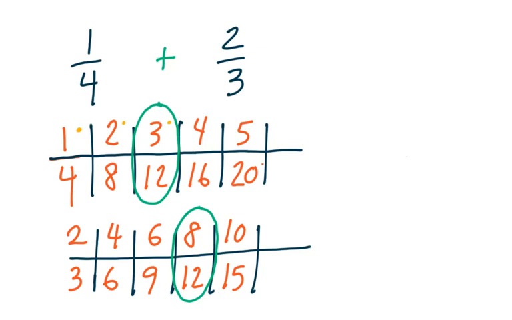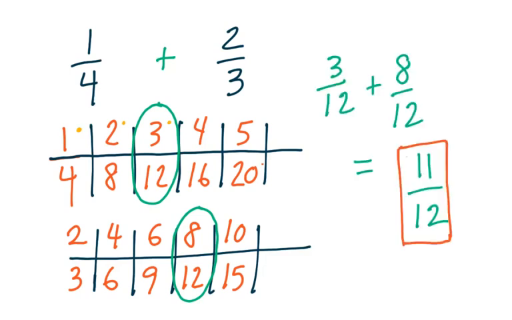3/12 and 8/12 have common denominators. Now we can add these fractions. Go ahead and do that on your paper and then check your answer with me. All right, let's see what you got. 3, 2, 1. 3/12 plus 8/12 equals 11/12. And that's our final answer.